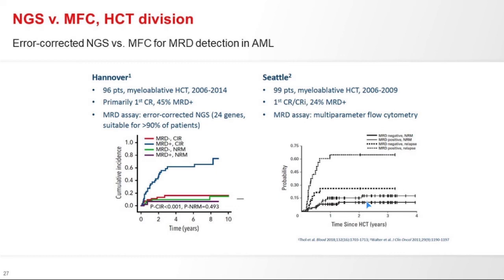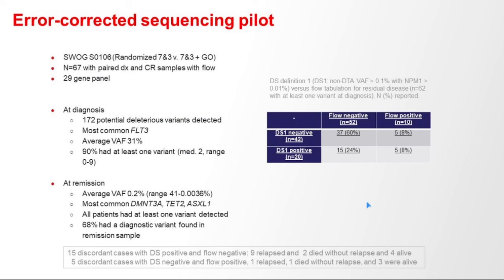So we recently did a head-to-head comparison of error-corrected sequencing in SWOG patients, about 70 of them, where these patients were in CR and had flow cytometry done on them. We have a 29-gene panel that we ran on these patients. First off, we found that about 90% of patients had at least one variant that you could track. The average VAF in remission was 0.2. This is the range. Most common suspects are the ones that you would expect. All patients had at least one variant, and 68% had a diagnostic variant that was found in the remission sample.